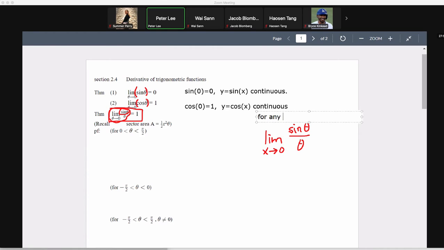For any kind of limit, for any limit problem, what do we do first? What do you do first here? Can someone tell me? For any limit problem, what is it that we do first?